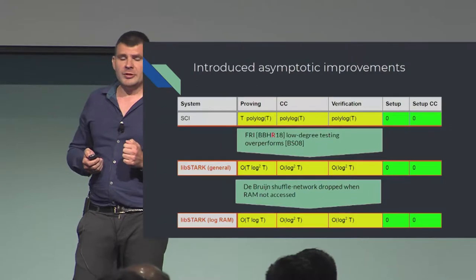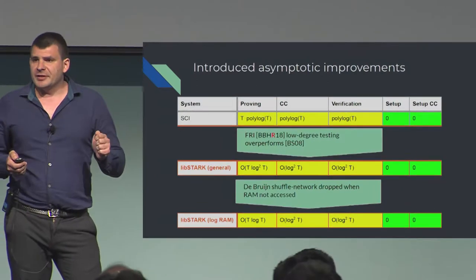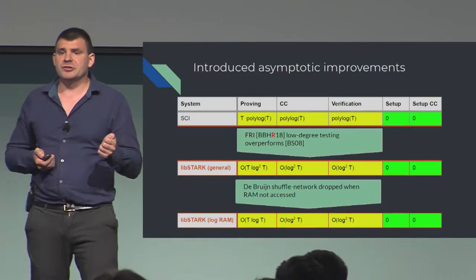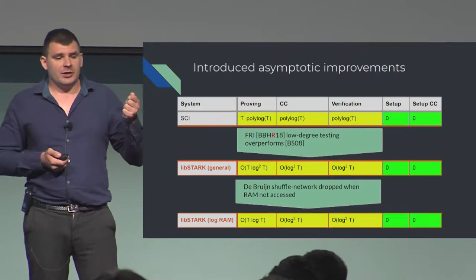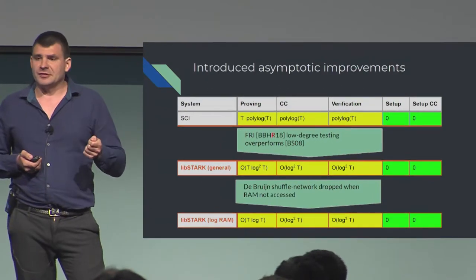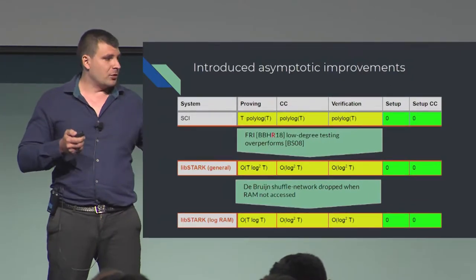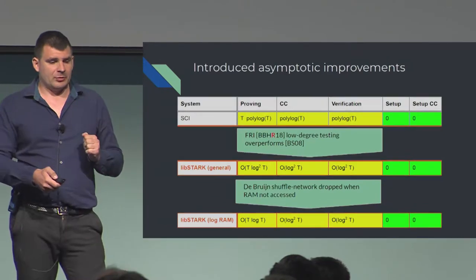When we go to libSTARK with logarithmic RAM, it might be a bit technical and not familiar to a lot of people, but we use a De Bruijn shuffle network, which is used to verify that RAM access is consistent. I will not dive much deeper into this because of lack of time, but this is an optimization that we were able to do.